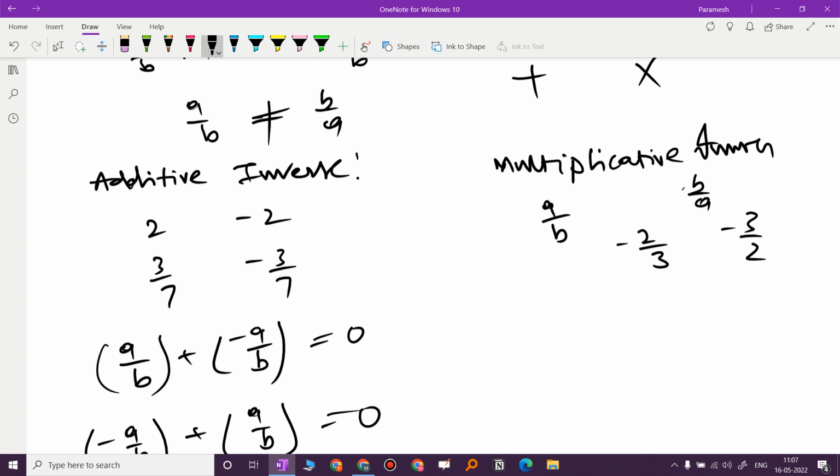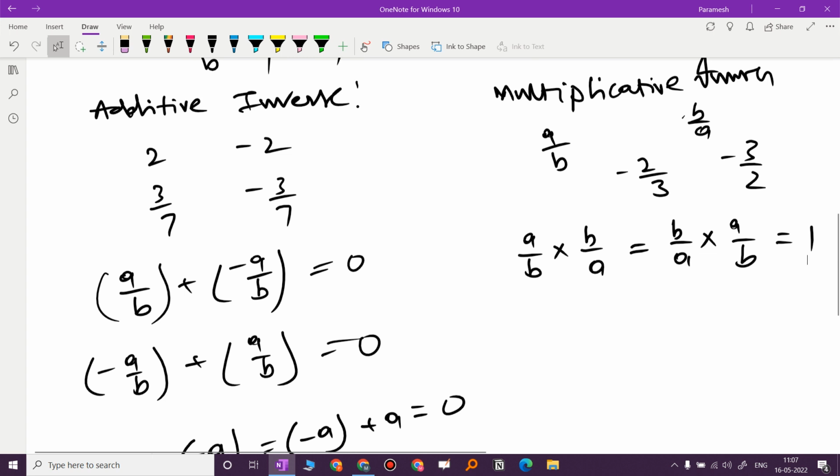Okay. Suppose multiplicative inverse, a by b into b by a, the result is equal to 1. Suppose we take b by a, its multiplicative inverse is a by b, and that becomes 1. Their product is 1. So that's why the rational number set satisfies the multiplicative inverse property under multiplication. So the rational number set satisfies the inverse property in both binary operations, addition and multiplication. Here, a by b into b by a is equal to b by a into a by b is equal to 1.